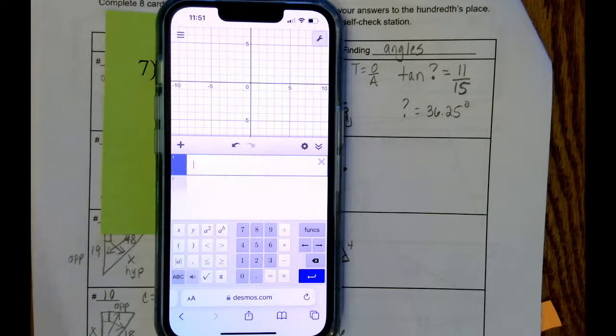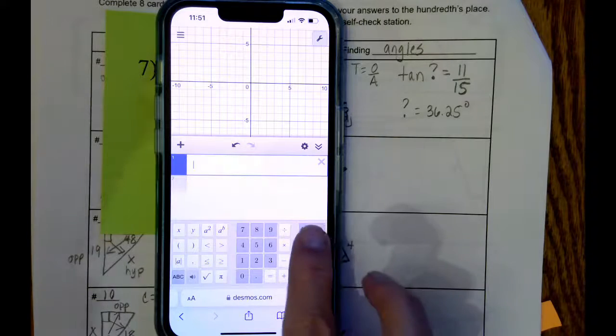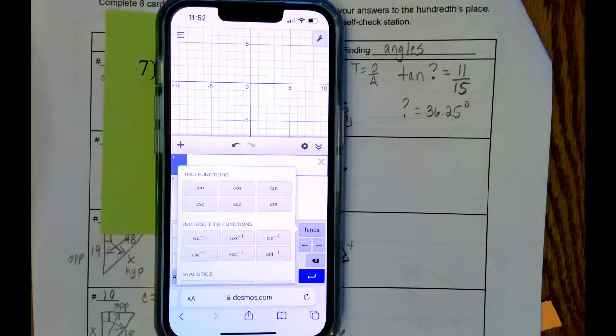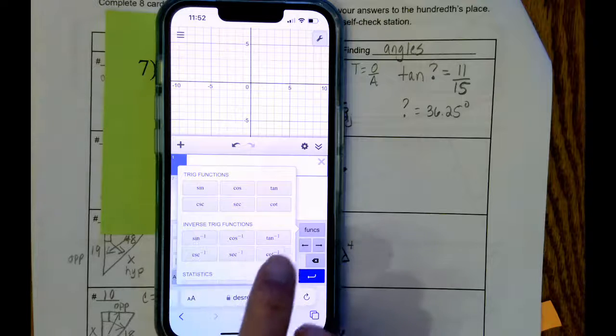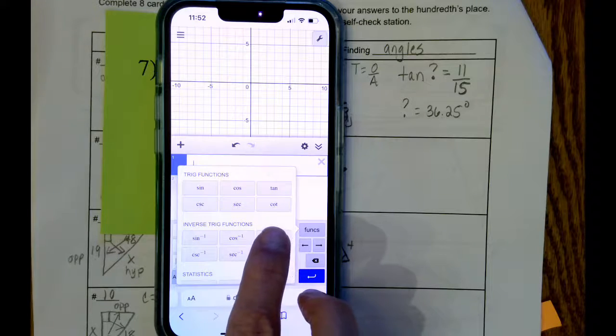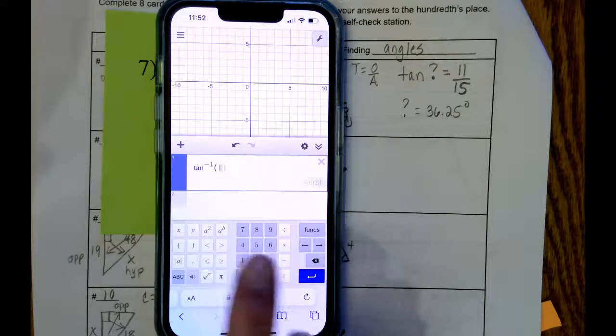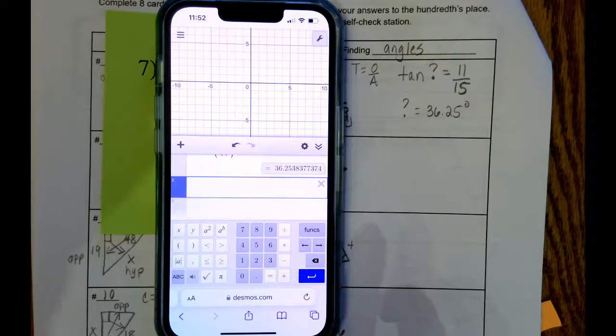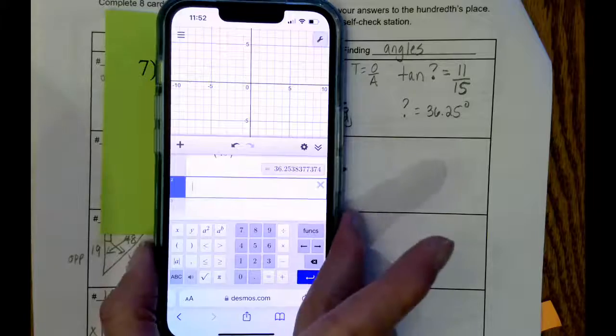Here is Desmos, and I just want to show you here that when we go to the functions button, there's where our trig functions are, but our inverse trig functions are down here, so we'd have to do inverse tangent of 11 divided by 15. And I should get the same value as long as I'm in degrees, and there it is, 36.25 in there. But functions is the button that we need to use on Desmos.